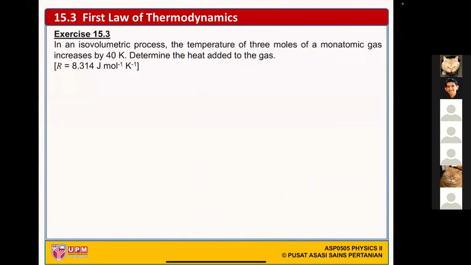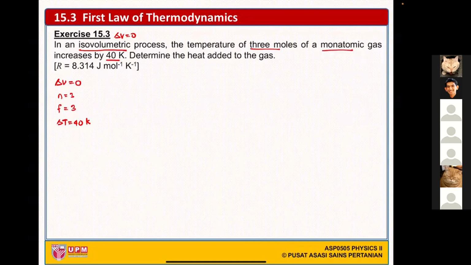Next, say an example in an isovolumetric process, which is the change in V is equal to 0. So tulis the change in V is equal to 0 sebab isovolumetric process. The temperature of 3 mol bermaksud N sama dengan 3 sebab 3 moles of monatomic. Bila monatomic, F adalah sama dengan 3. Jadi increase by 40 Kelvin. Bermaksud the change in T adalah sama dengan 40 Kelvin, bukan final temperature adalah 40 Kelvin. The change in temperature is 40 Kelvin.